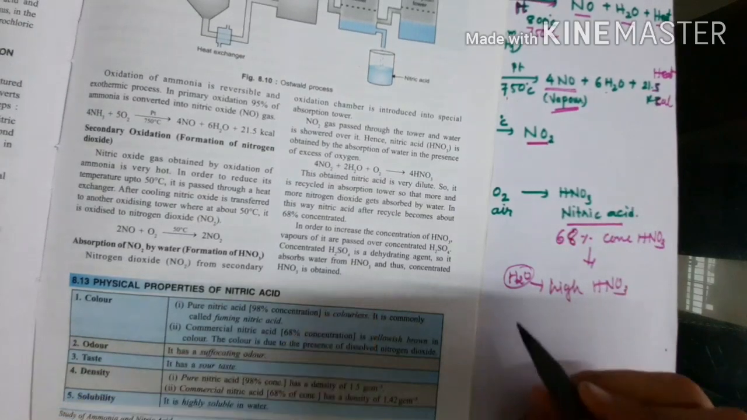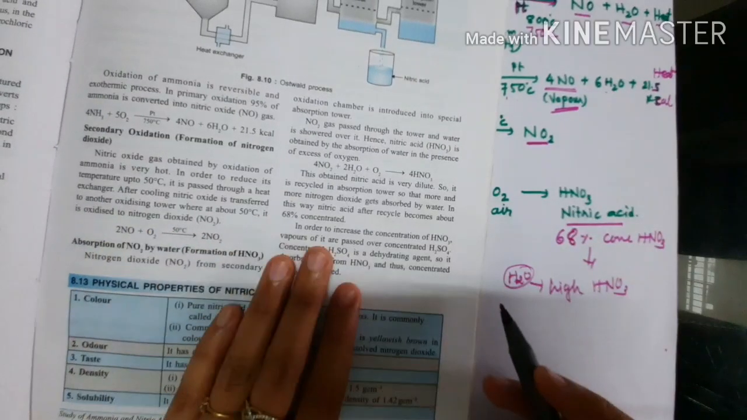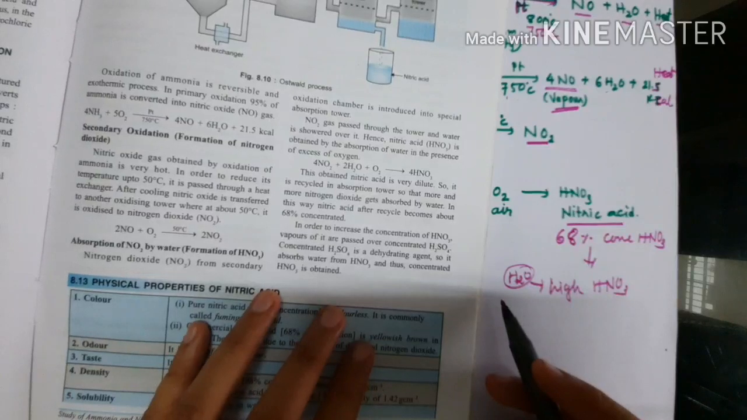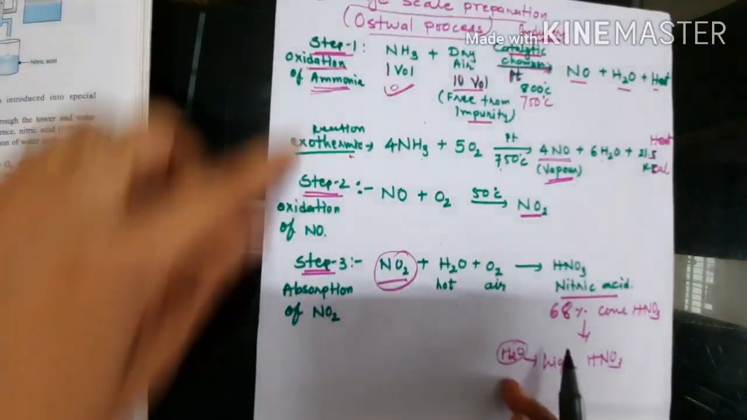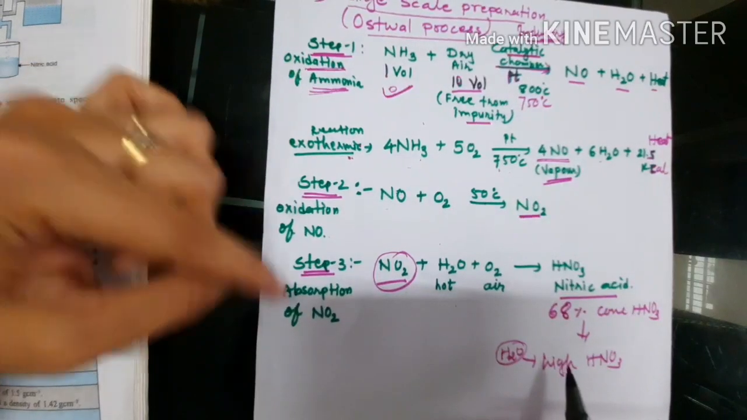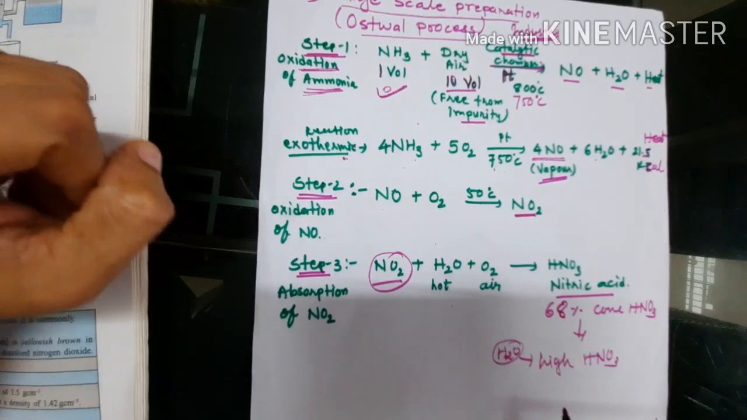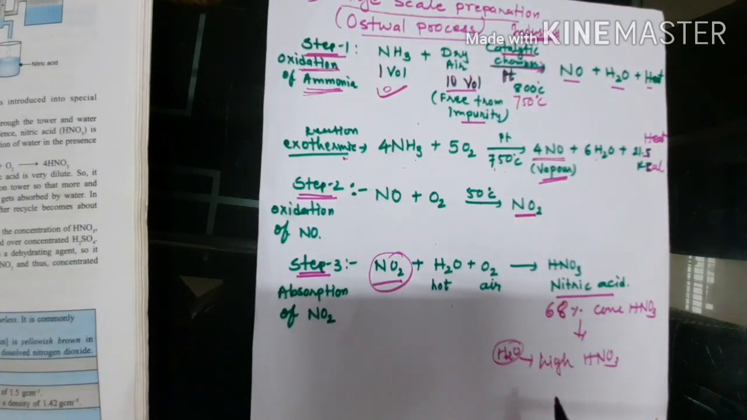I hope you understand this, students. Read both topics, very important topics. This Ostwald process is asked in exams many times, so many reactions are asked about this Ostwald process. So all these 3 steps you need to remember. Read step 1, step 2 and step 3 one more time, and take a screenshot if you want to remember this, and then you can read it.